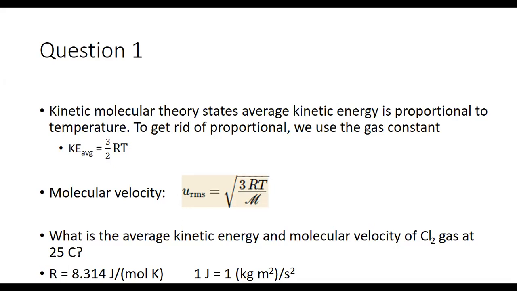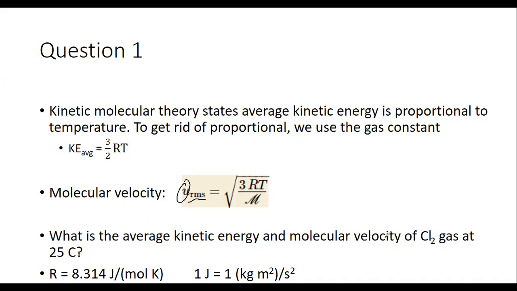So velocity does change based on your mass. The heavier you are, the slower you go. The lighter you are, the faster you go. And our molecular velocity equation is here. This u_rms means molecular velocity, equals the square root of 3RT divided by molecular mass.